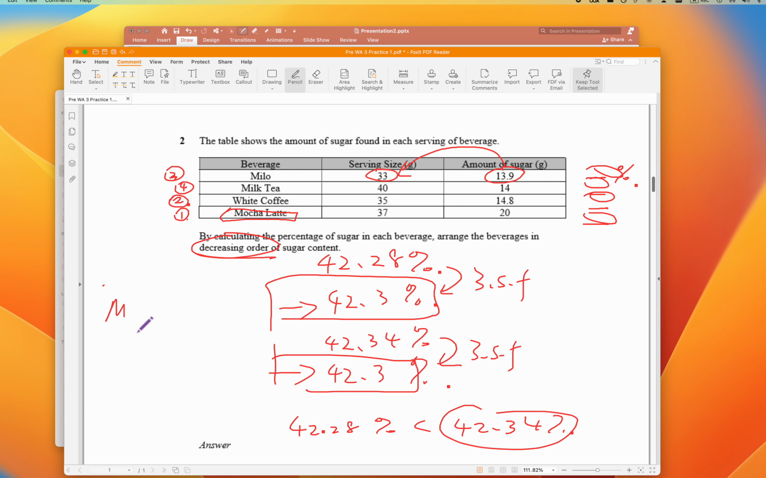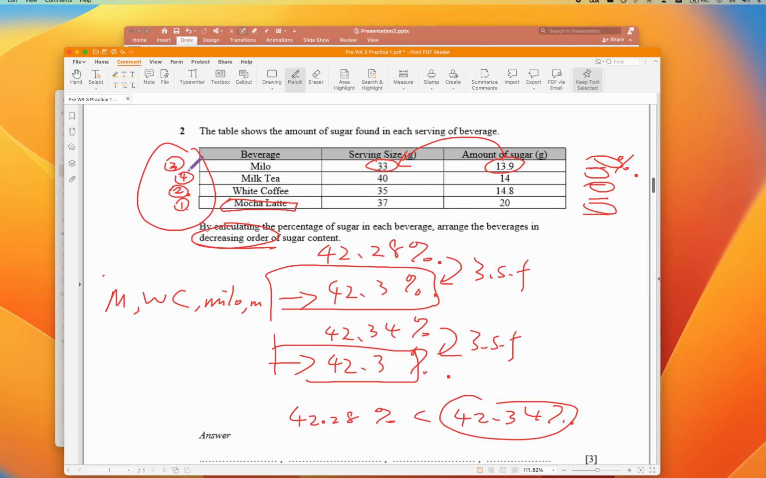So I put mocha first, right? Then 2 is white, so white coffee. Then the 3 is Milo, okay, Milo. Then 4 is milk tea. You understand me now? I use the number in front to help me to sort either ascending or descending. Okay? So bear in mind.